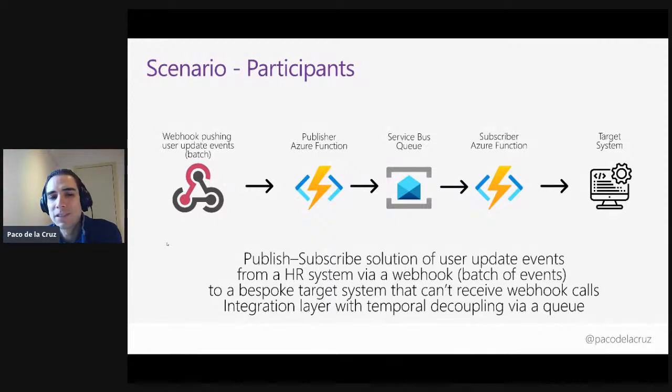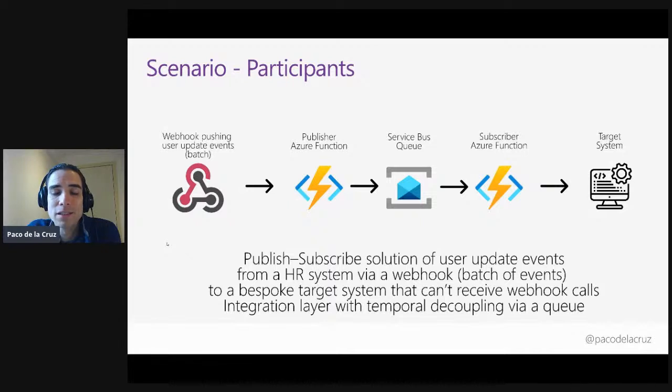Okay, so what are the participants of this solution? Think of this scenario as a publish subscribe solution where we have an HR system that is publishing events as a batch via webhook. So let's say every time a user is updated on this source system, this source system pushes these events as a batch, right? And then we have a target system that is interested in these changes on the users.